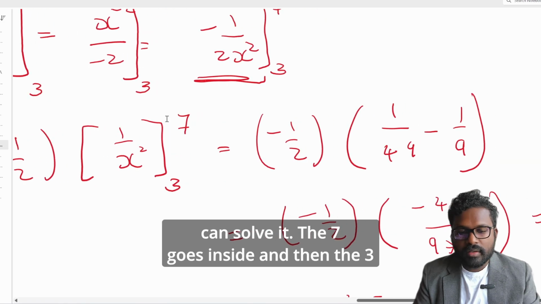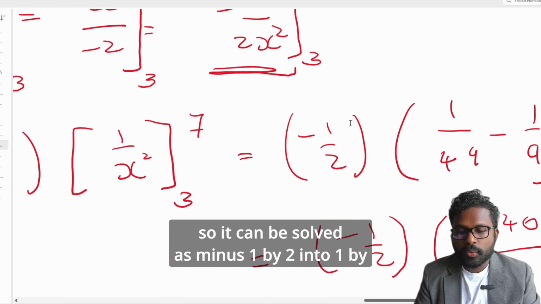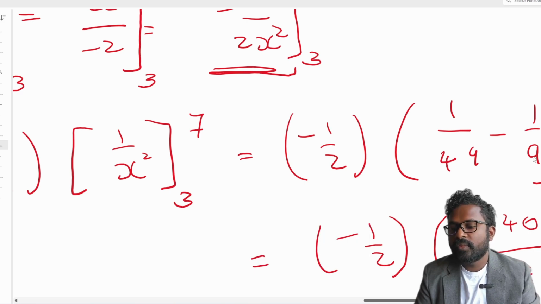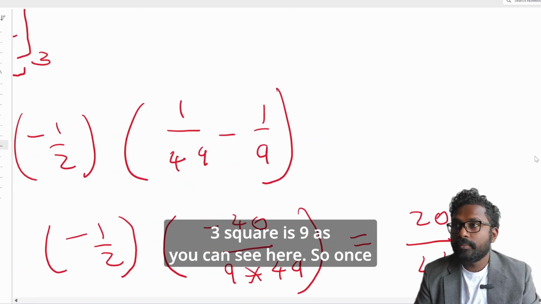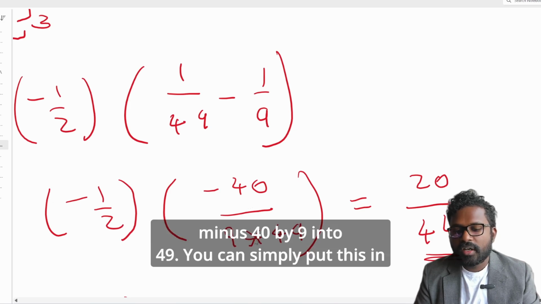Now you can solve it. The 7 goes inside and then the 3. So it can be solved as minus 1 by 2 into 1 by 7 square minus 1 by 3 square. 7 square is 49, 3 square is 9, as you can see here. Once you solve that, you will get minus 1 by 2 into minus 40 by 9 into 49.